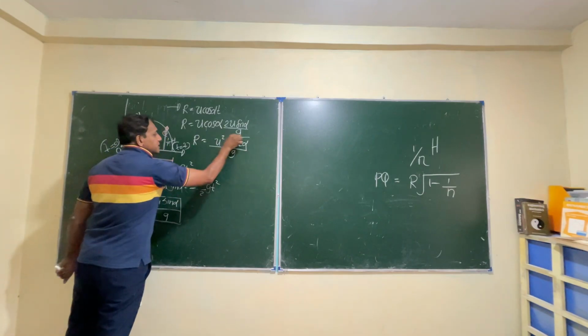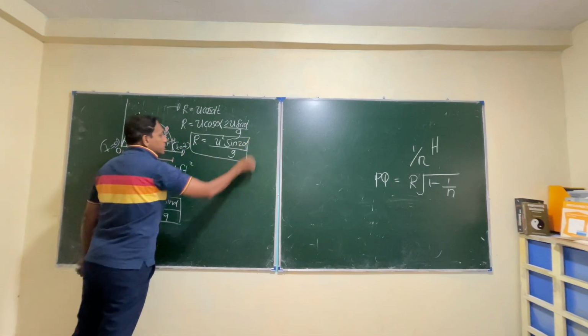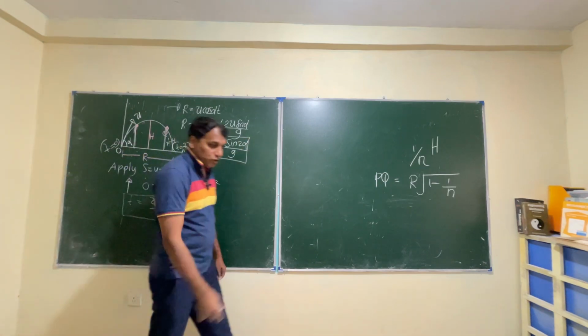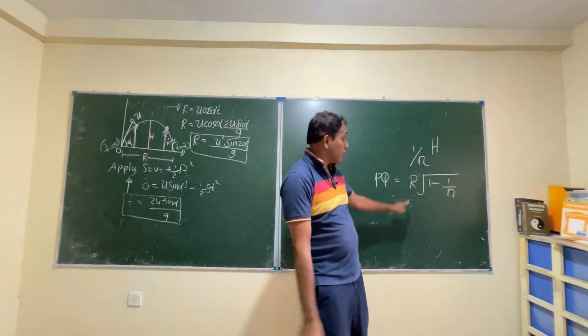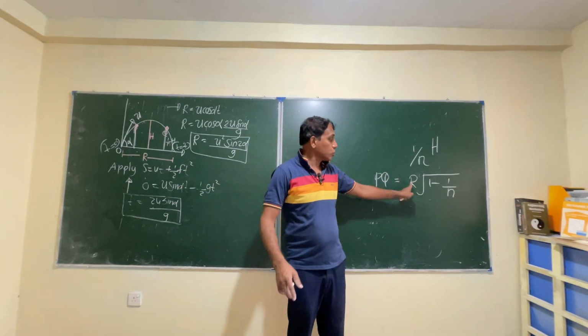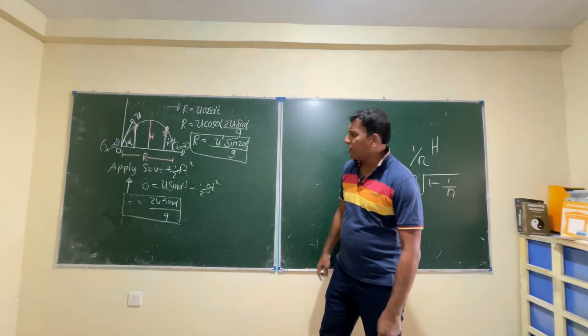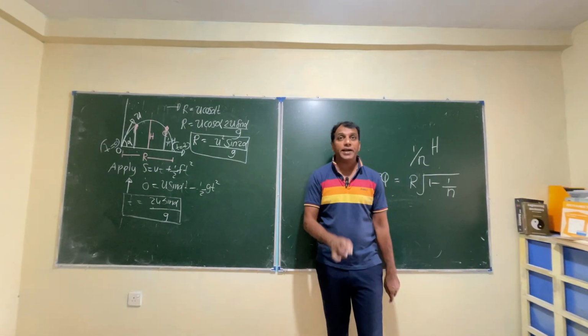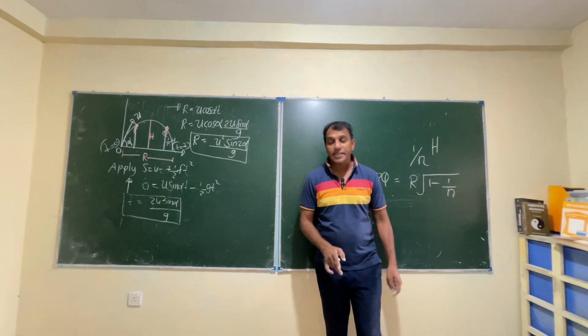This is what we call the horizontal range. Therefore, R is that expression, u square sin 2 alpha over g. Now I try to find the capital H, the maximum height reached by this particle.